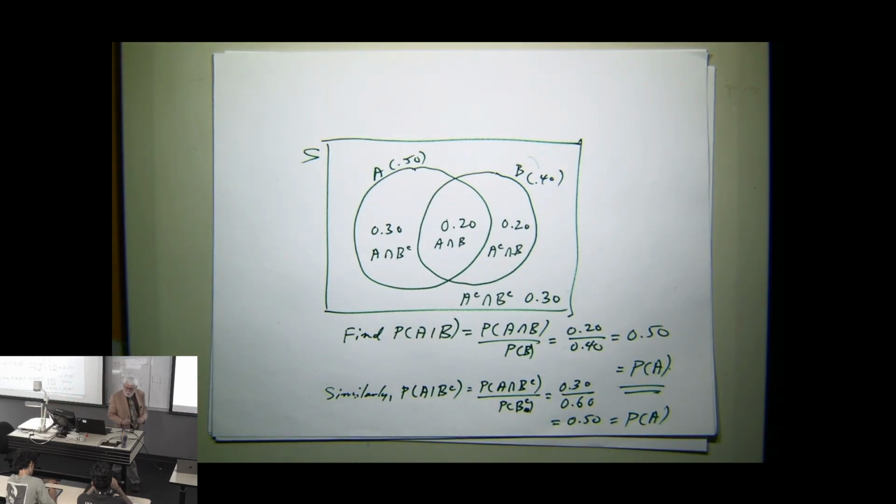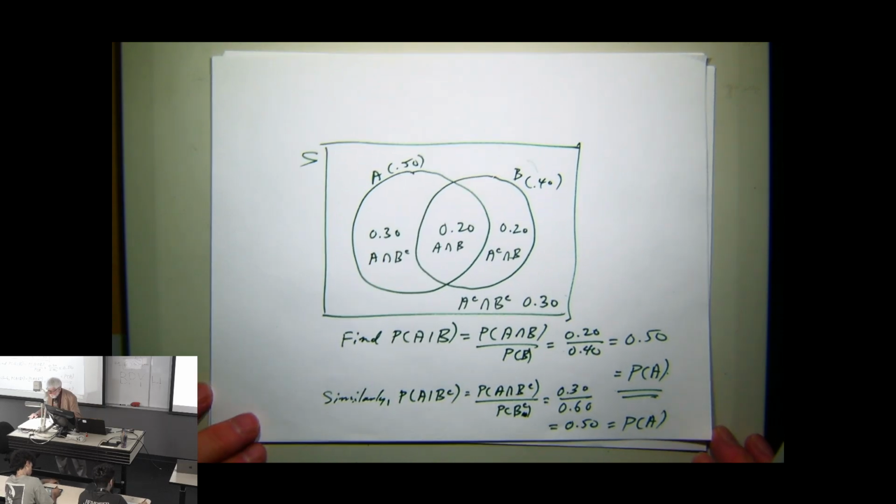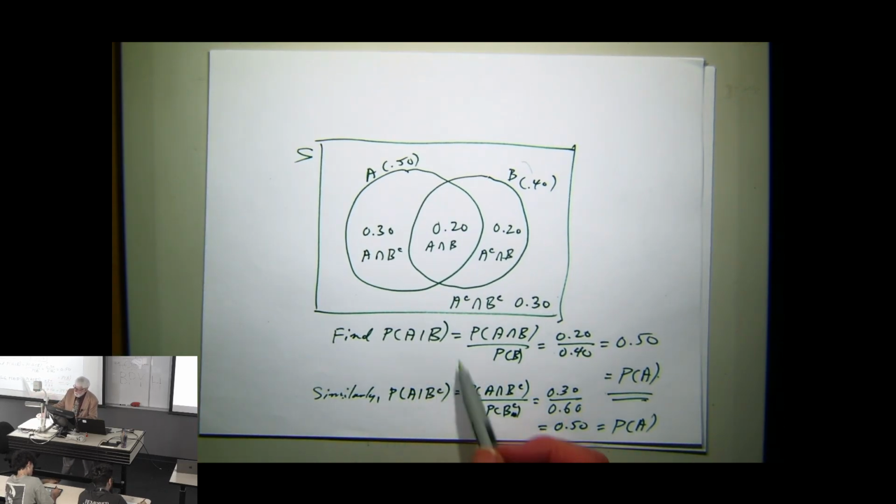Okay? So you can go through, you can look at the probability of B given A, you can look at the probability of B given A complement, you can do all kinds of complements. The point is that the condition gives me no information when we have independence.